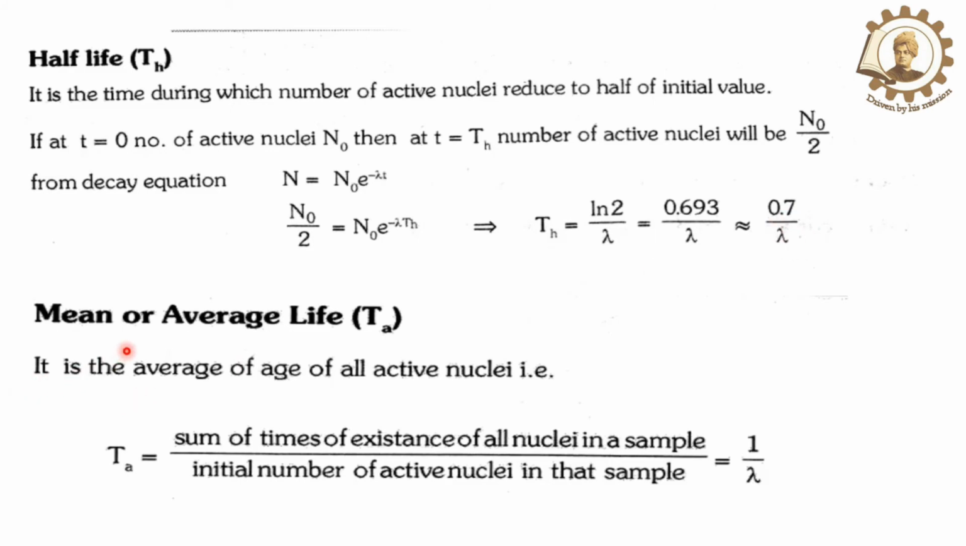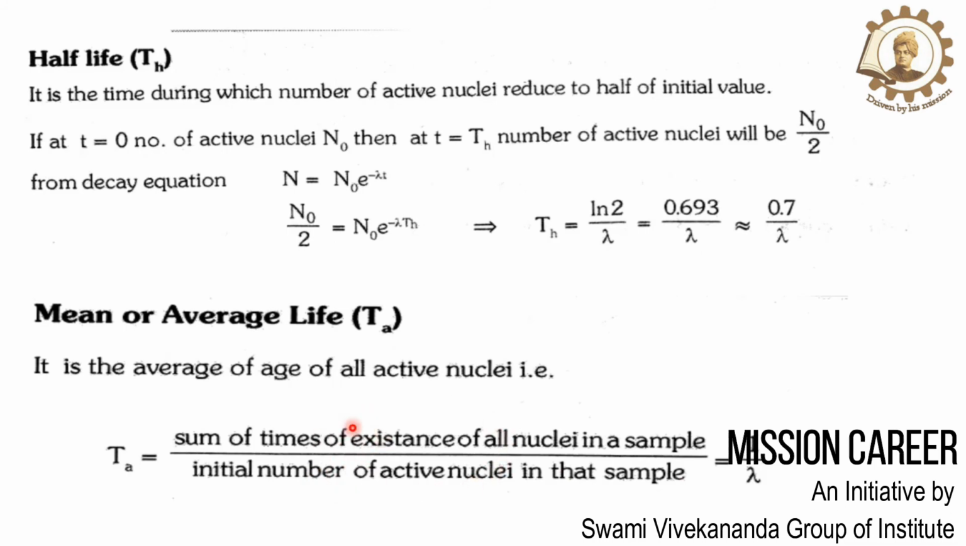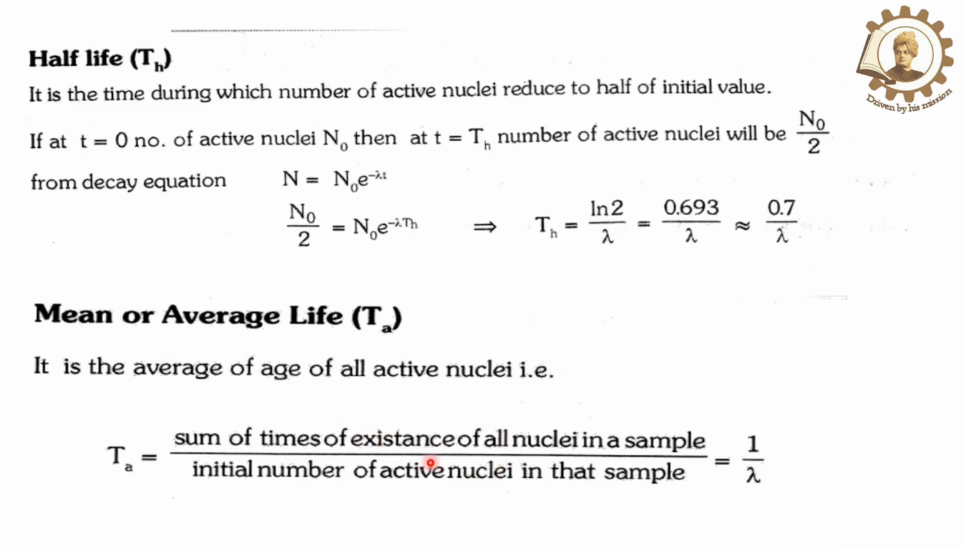What is average or mean life? It is the average age of all active nuclei present in the sample. We define it as the sum of the times of existence of all nuclei in a sample divided by the initial number of active nuclei in that sample, and if you substitute the values, we get the average life as 1/λ, that is, 1 by the decay constant.